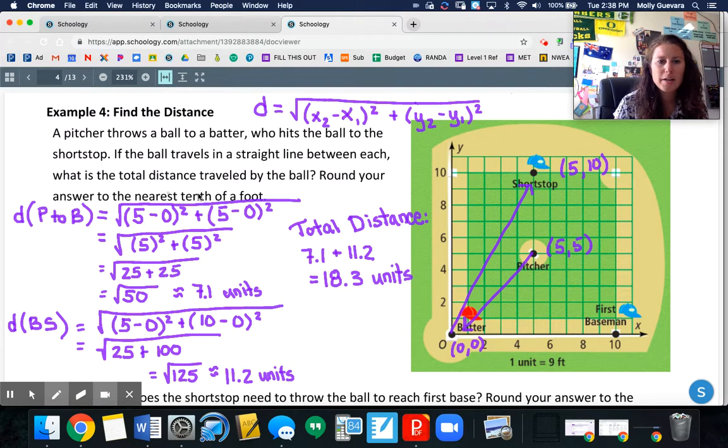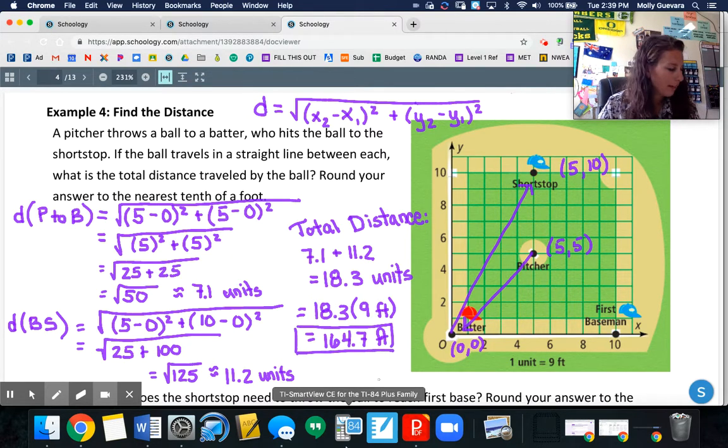Okay, however, it wants me to round my answer to the nearest tenth of a foot, meaning I actually need to figure out how many feet this is, and it tells me that 1 unit is 9 feet. So all I have to do now is take my 18.3 units and multiply it by 9 feet. And I actually want to adjust this. 9, let's put in our units so we don't get confused, right? 9 feet. So 18.3 times 9 is 164.7 feet. So the total distance that this ball travels is 164.7 feet, which is pretty far, right? So that's the total distance from the pitcher to the batter and from the batter to the shortstop.